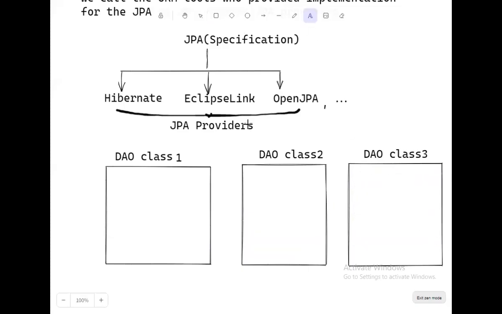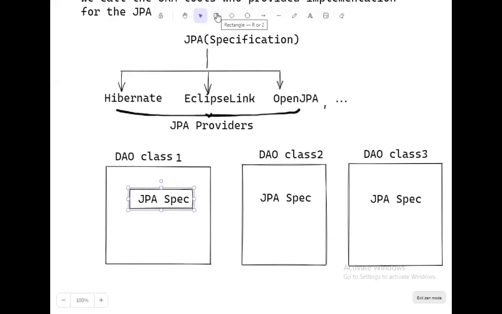Now I'm writing all my DAO classes using the JPA specification. I have developed all my DAO classes using the JPA specification. But JPA is a specification, it is not an implementation, right? It is only an interface, but we need an implementation also.